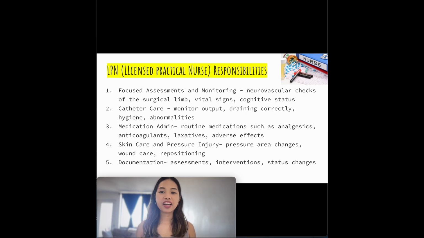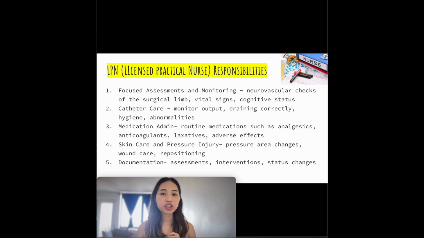So in this case scenario, the LPN would be doing the neurovascular check for the hip that the patient had surgery on, do full vital signs as well, and do cognitive status. So you'll still do your assessment on this patient, but it's just more focused since the RN already did the initial head-to-toe assessment. Next would be catheter care.